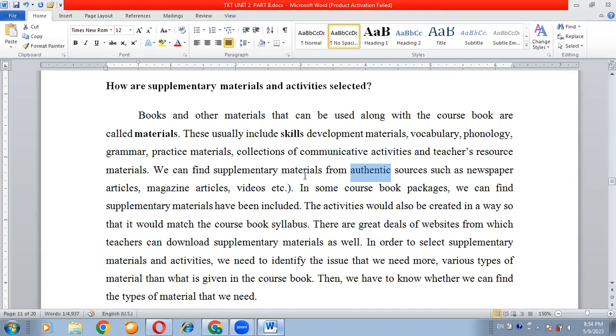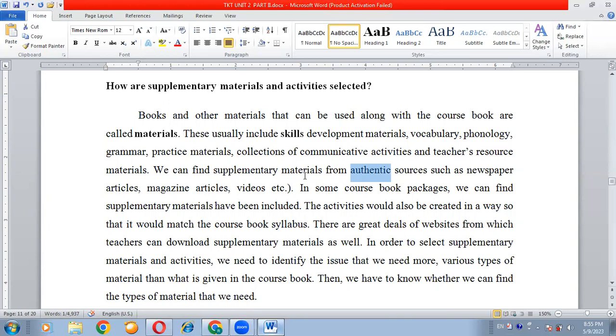In some course book packages, we can find supplementary materials included. Yes, in some book packages there are supplementary materials, but not most of them. So supplementary materials should be provided by the teacher most of the time. But in some course book packages we can find supplementary materials, but not in the Sri Lanka government syllabus. The activities would also be created in a way that matches the course book syllabus. Yes, it should go according to the course book material.